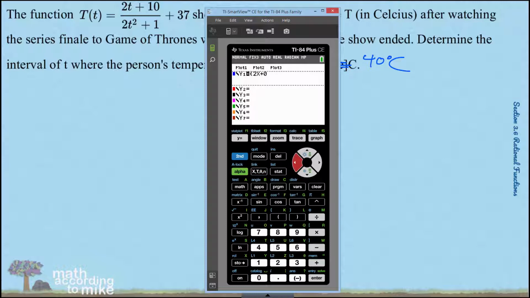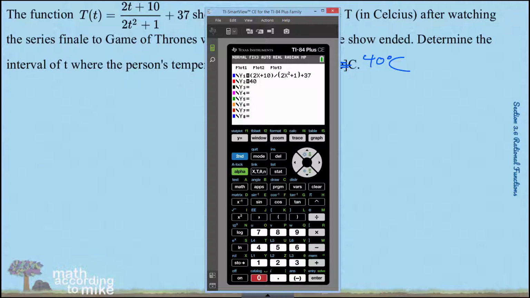Oh, sorry, 10. Since that's the entire numerator, surround that with parentheses, and here comes the entire denominator, so surround this with parentheses as well. And then finish it off plus 37. So put that into y1, and for y2, let's make that 40. What we're going to do is have the calculator determine where these intersect one another.